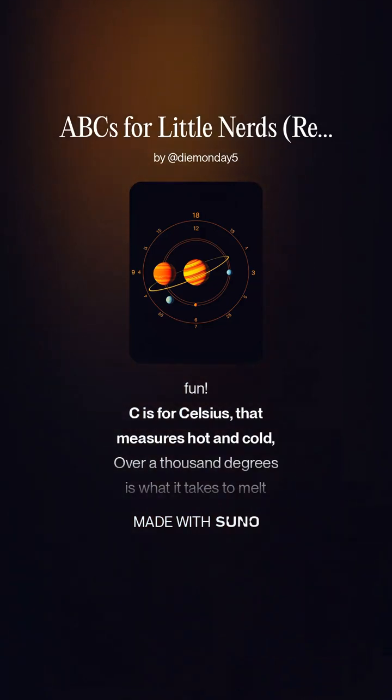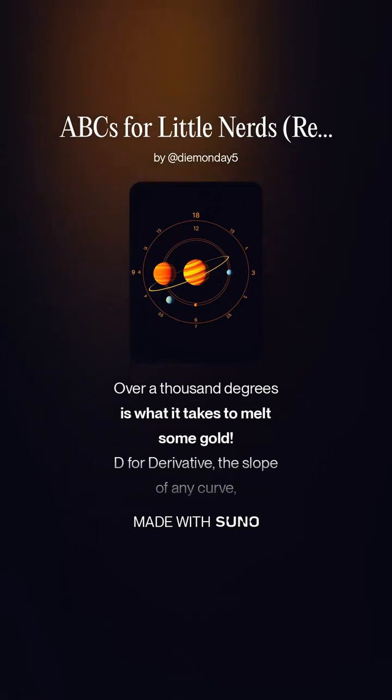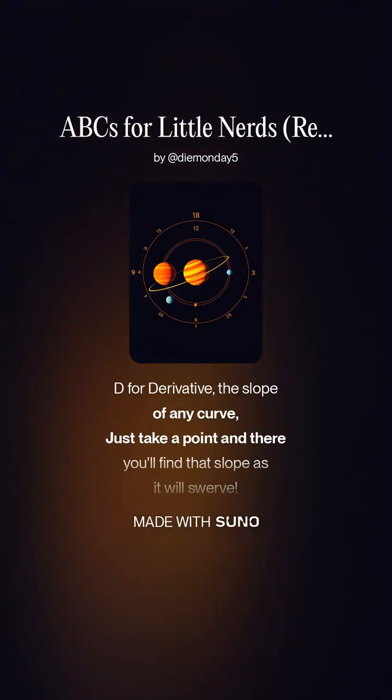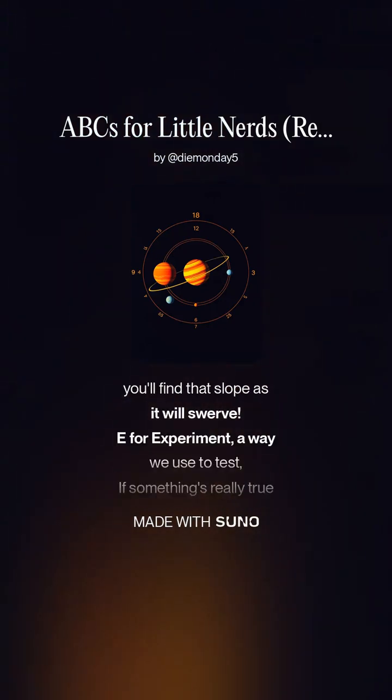C is for Celsius, that measures hot and cold. Over 1,000 degrees is what it takes to melt some gold. D for derivative, the slope of any curve. Just take a point and there you'll find that slope as it will swerve.